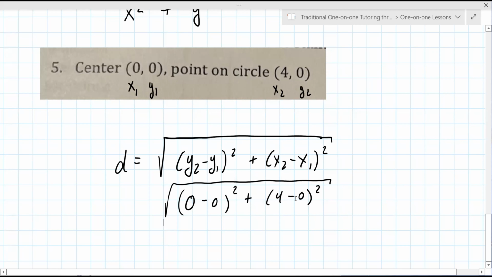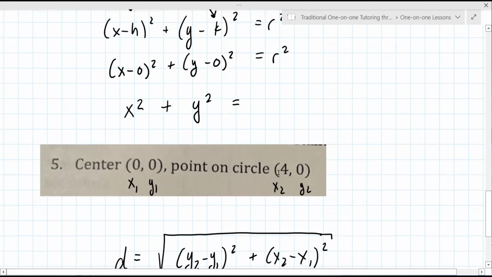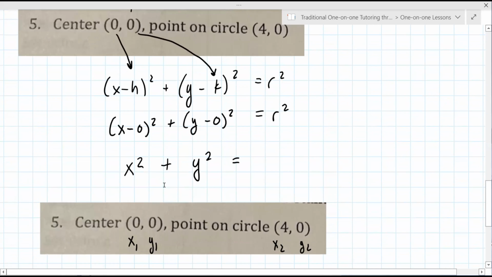Hold on, I need to write this down. Okay, you get it down? That's 4. So 4 squared is 16. Square root of 16 is 4. And that is your radius. Okay, got it down. Okay, now your radius is what goes back into this line right here, or this line that I'm highlighting. It's r squared though, so it's 4 squared.